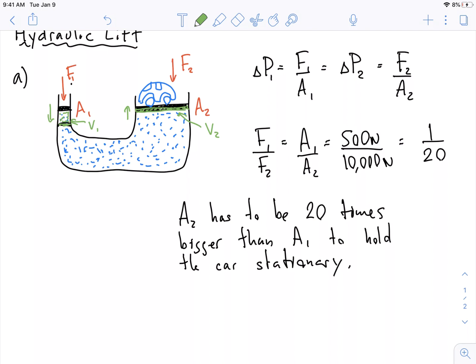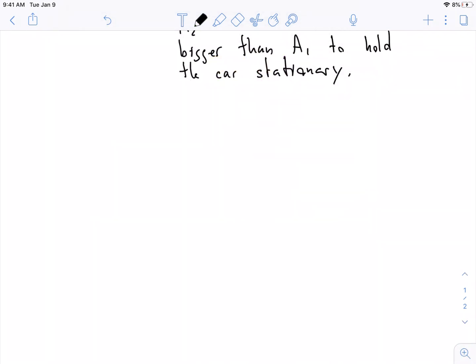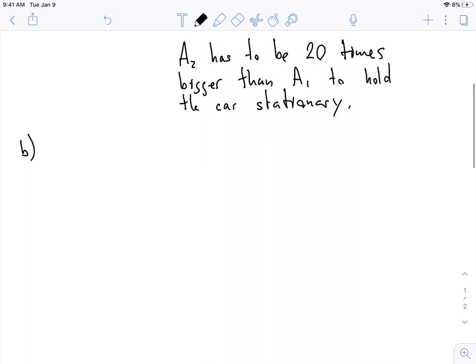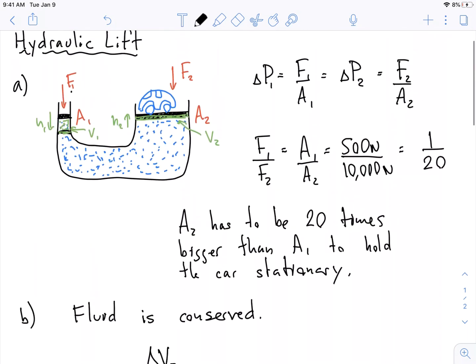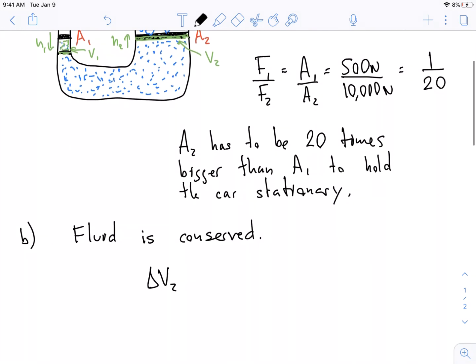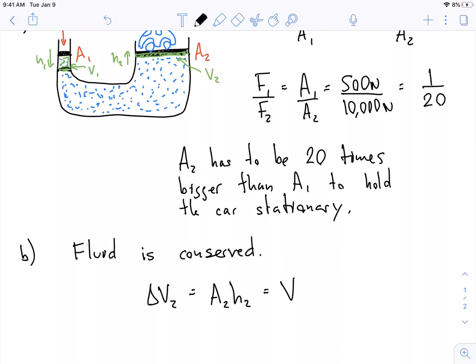So we're asked, how far do we have to push down on this side, H1 on this side, to push up the car on this side by 1 centimeter. That's what we're asked in the problem. So let's work through that. So part B. I know fluid volume is conserved. So it means that delta V2, the amount of volume that's changed on this side, which is equal to the area of the piston times H2, must be equal to delta V1, the volume on this other side, which is equal to A1 times H1.